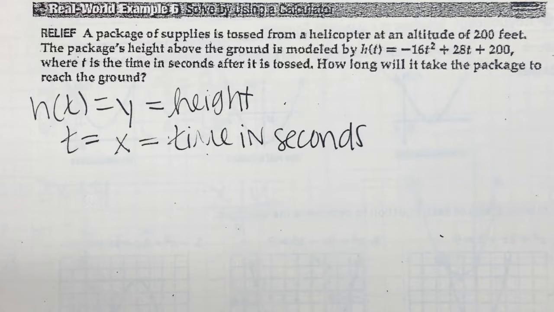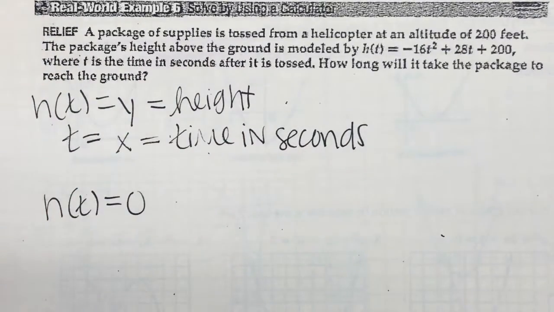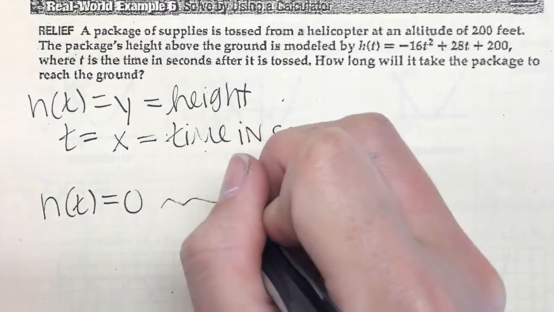Now, this says how long will it take the package to reach the ground? So that's when what is what? The height is 0. Good. If the height is 0, it means it's on the ground, right? So when h of t is what? Well, what do we know about when h of t is 0? That's the same thing as our what? Try it again. Yes. If y is 0, this is the same thing as our what?